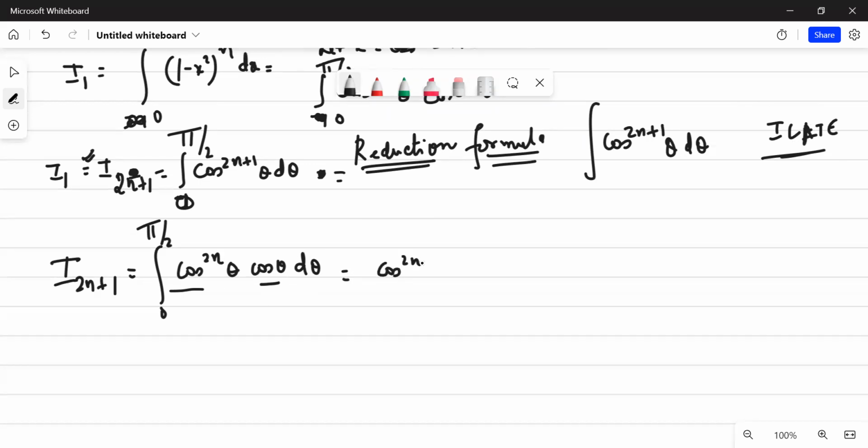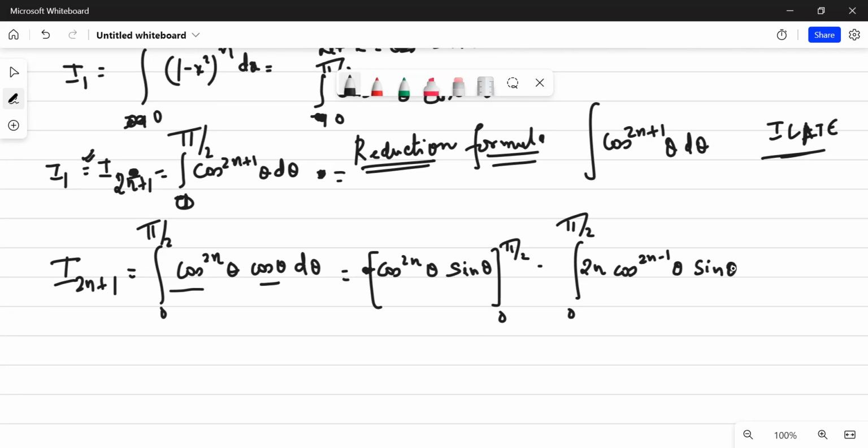So if you integrate this, you will get cos 2n theta and sin theta. What is the integration of cos theta? Sin theta, from 0 to pi by 2, minus the integration from 0 to pi by 2 of the differentiated term. So this will be 2n, you'll get cos 2n minus 1 theta, and again differentiated it will give you sin theta, and again this cos theta will give another sin theta d theta. Is that clear to you? Okay, so is that clear or not clear? Understood up to here?